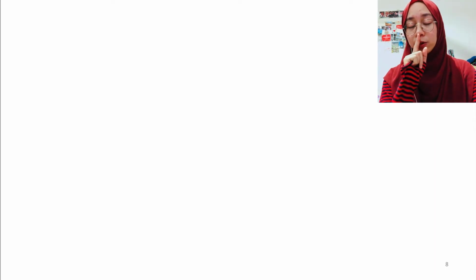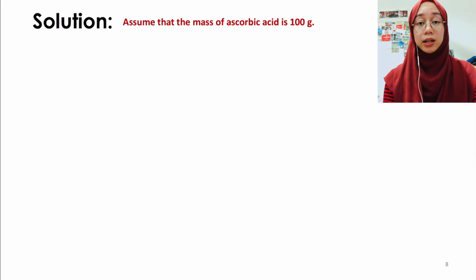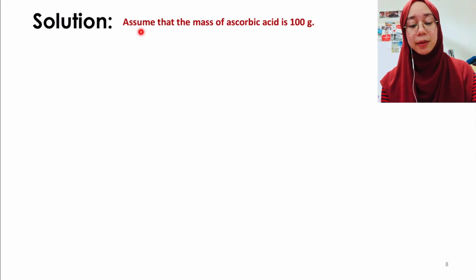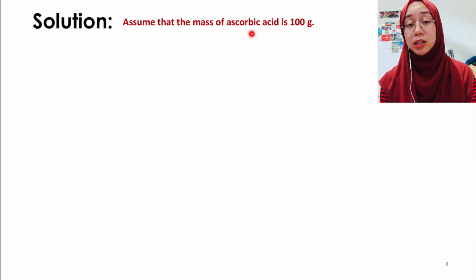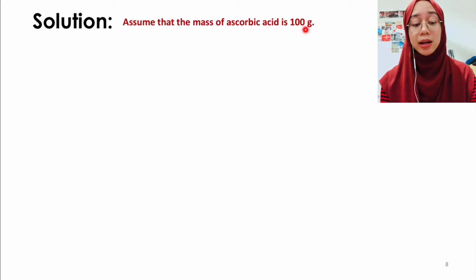However class, ada satu benda yang kamu kena mention sebelum kamu guna Mamora table, because we are using percentage class. So apa yang kamu kena cakap adalah this one. This particular statement here is very important if you are given mass percentage. Okay, you need to say that assume that the mass of ascorbic acid is 100 gram. Okay, so ni kalau dia specifically kita tahu ascorbic acid lah, or you can say that assume that the mass of sample is 100 gram.